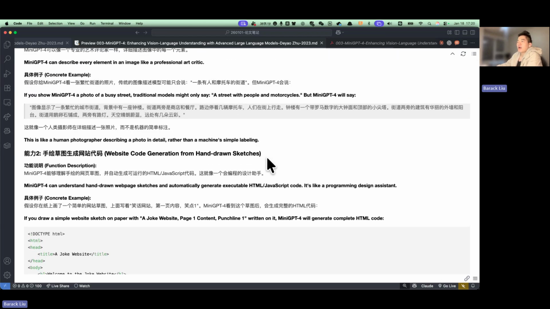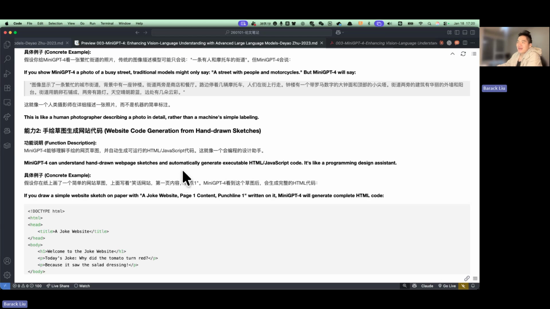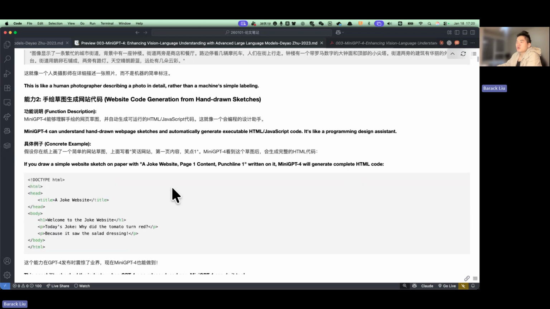Ability 2. Web code generation from hand-drawn sketches. That's what the coding agents are doing now, huh? Mini GPT-4 can understand handwritten web page sketches and automatically generates executable HTML or JavaScript code. It's like a programmer design assistant. If you draw a simple web sketch on paper with a joke website, page 1, content, punchline 1, written on it, Mini GPT will generate complete HTML code.